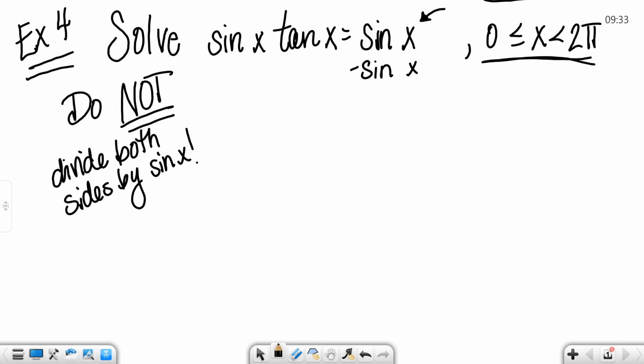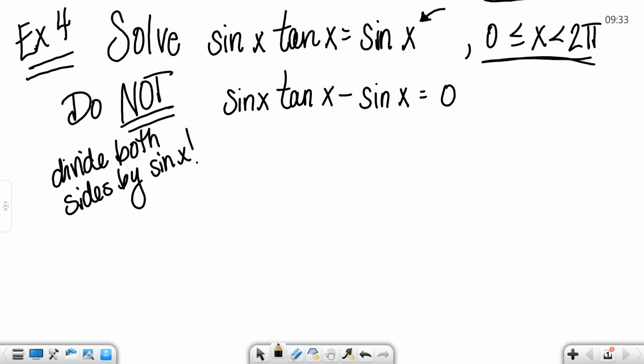All right, so we are going to move it to the left side by subtracting. All right, I don't really like that I wrote it like that. Let's just subtract it from both sides. Okay, so sine x times tangent of x minus the sine of x leaves me with a 0 over here when I subtract it on the right side. All right, so now it is equal to 0, so I've done that. I've isolated it on one side at least.